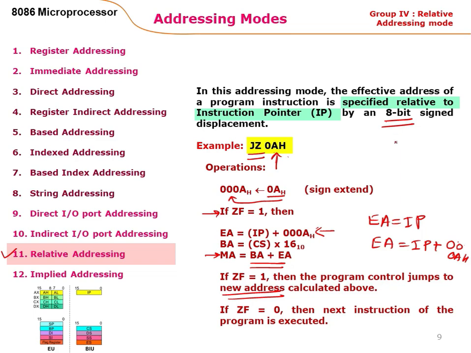Suppose the program counter IP value is 2000 hex. Now if the zero flag equals 1, then the instruction pointer will be transferred to the next value, that is IP plus 000AH. So that will become 200A hex. And if the zero flag is 0, then the instruction pointer will jump to the 2001 hex value, and likewise.